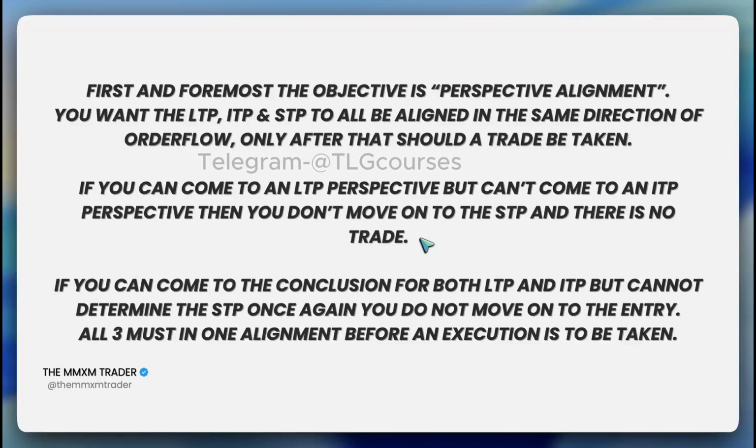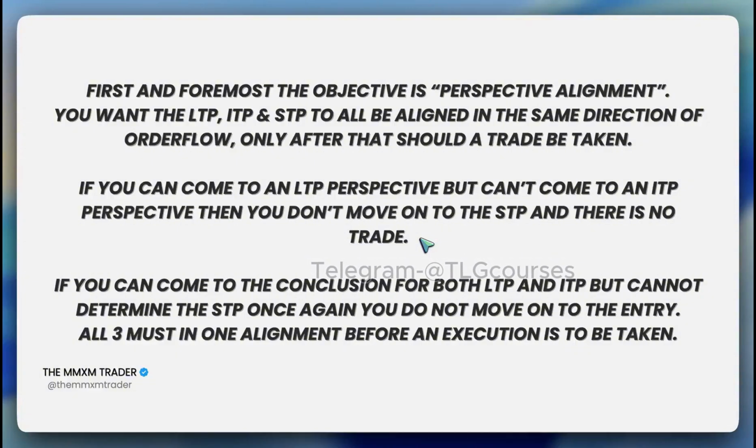So you want to be bearish, okay, on the LTP, ITP, and STP, and then you want to take a trade. Or if you're bullish, you want to be bullish on all three perspectives, okay? If you can come to an LTP perspective, but you can't come to an ITP perspective, then you don't move to the STP and there is no trade, right? So if you're bullish clearly on an LTP, but on the ITP, you're not there yet, you're not bullish yet, there's no trade, okay? You don't move on to the STP looking for a trade. You wait to align the ITP and the LTP, right?